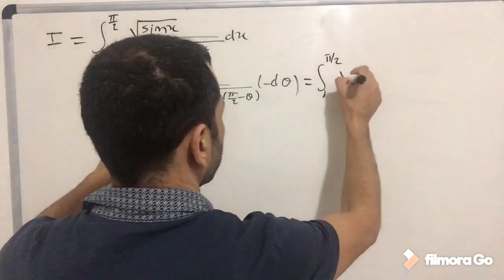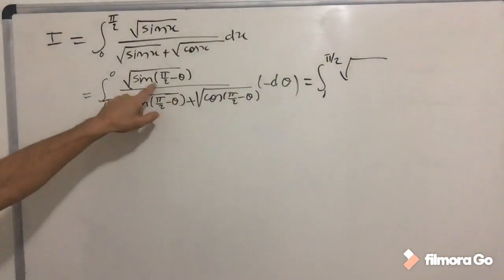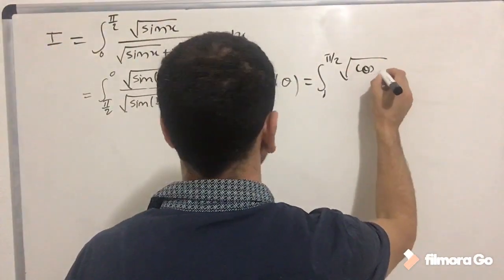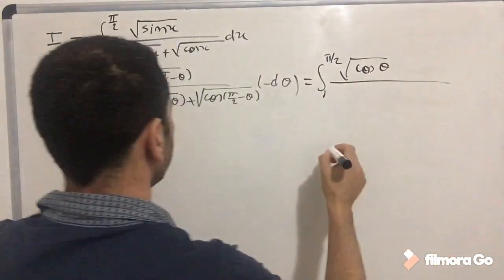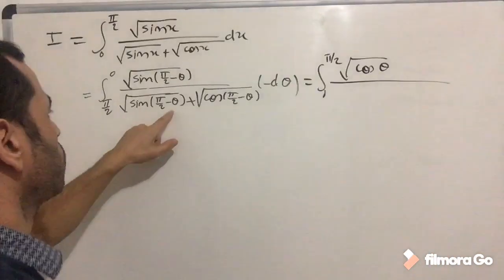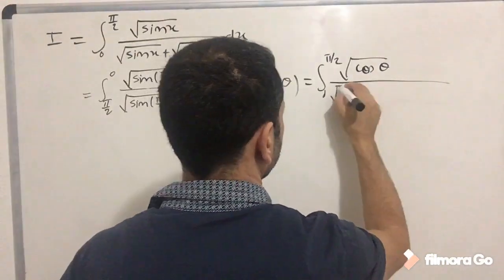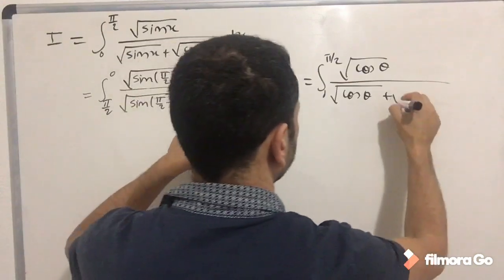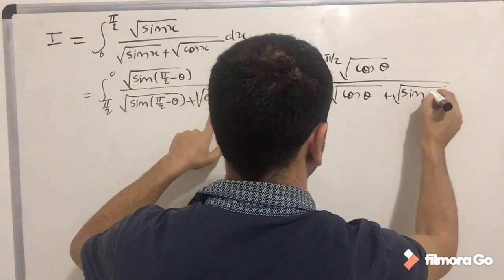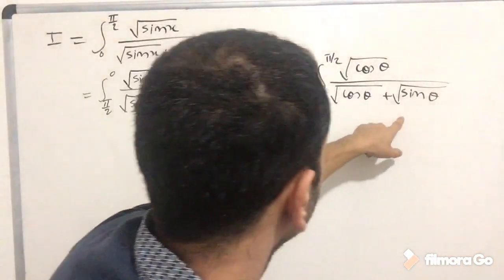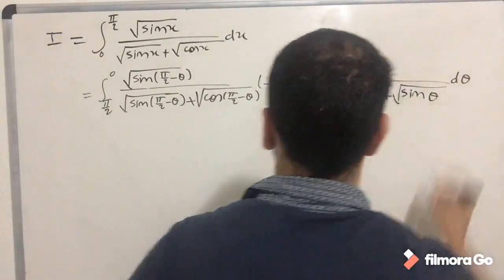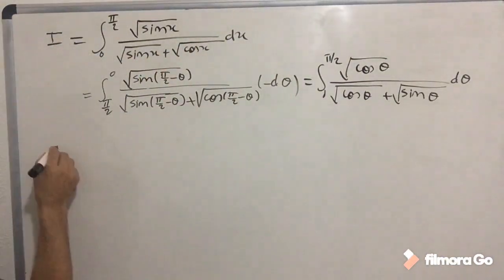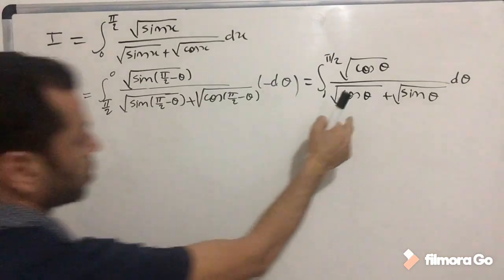What do you know about sine of pi over 2 minus theta? It is cosine theta. On the bottom, sine of pi over 2 minus theta becomes cosine theta, and the second term becomes sine theta, d theta. Is there a connection with our original integral? Yes, I see it's almost the same.